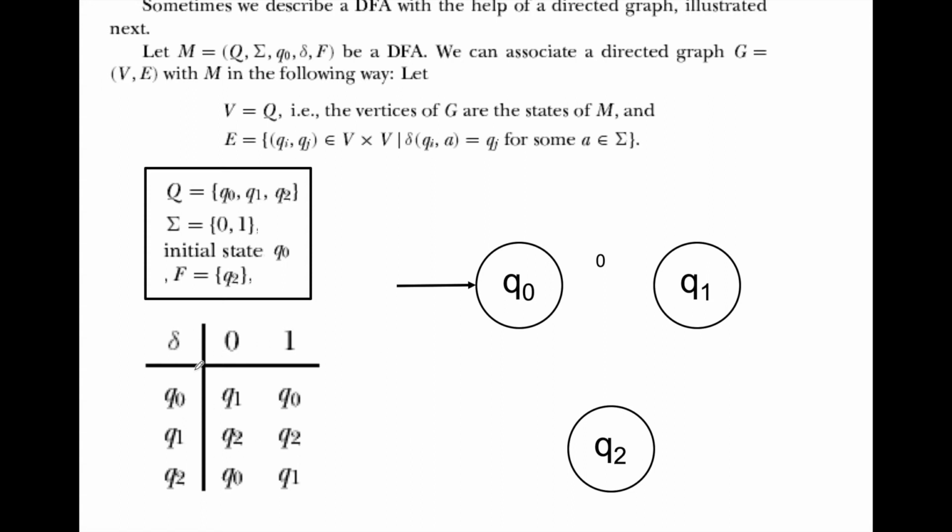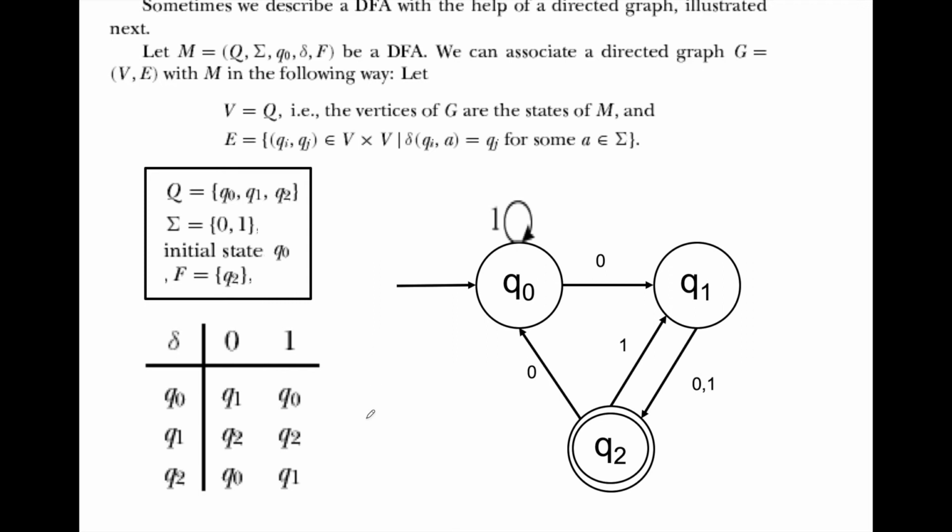So if 0 enters Q0, then it will go to Q1. If 1, it will remain in its place. If 0 goes to Q1, then it will go to Q2. If 1, it will go to Q2. So I can have one arrow with 2 inputs here. And for Q2, if 0, it will go to Q0, and if 1, it will go to Q1. And here we just draw our machine and how it reacts to each input.